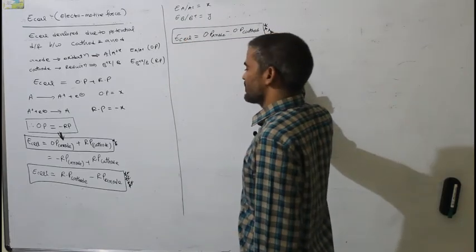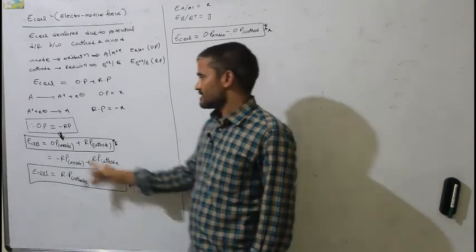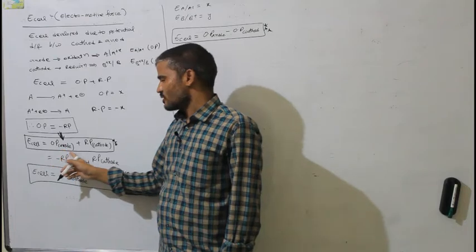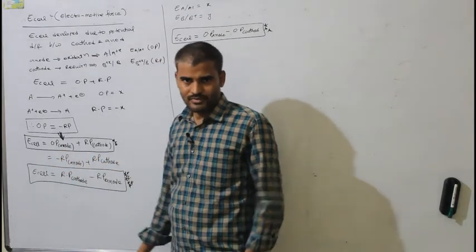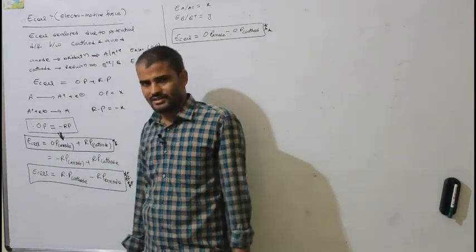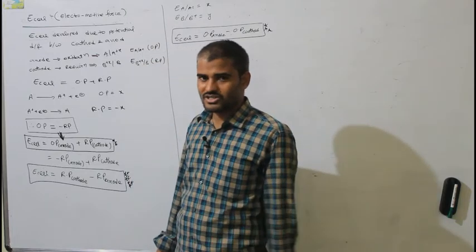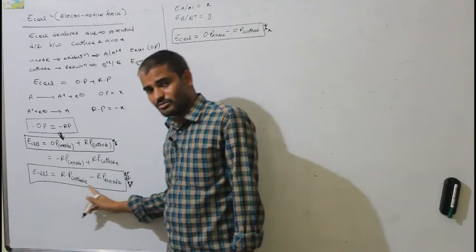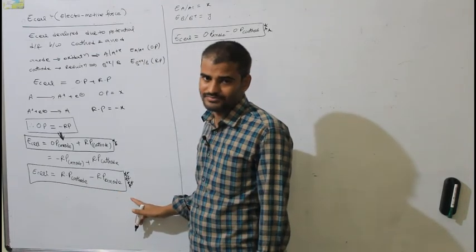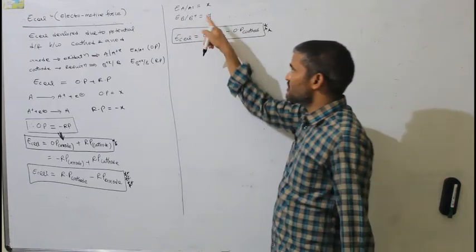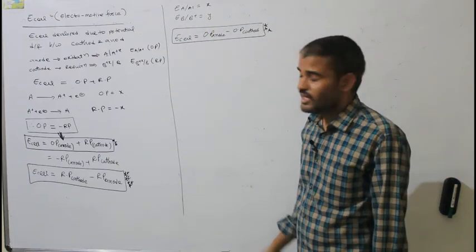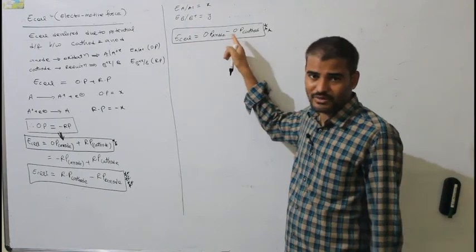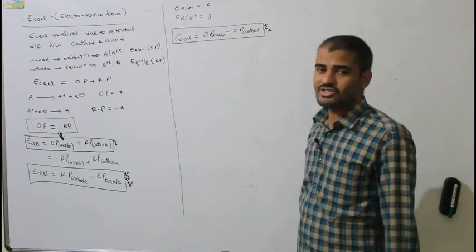When one oxidation potential and one reduction potential are given, not a problem: oxidation potential of anode plus reduction potential of cathode. When both electrodes' reduction potential values are given, then E cell is equal to reduction potential of cathode minus reduction potential of anode. When both oxidation potentials only are given, the E cell formula becomes oxidation potential of anode minus oxidation potential of cathode.